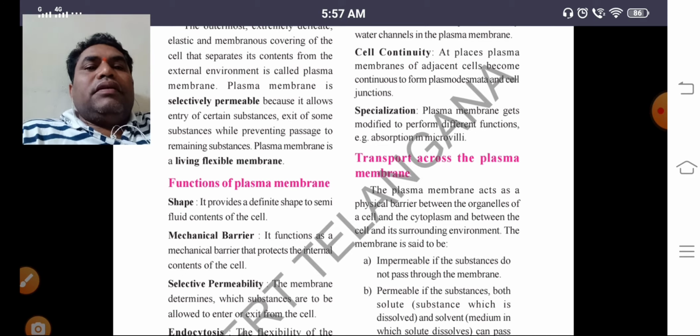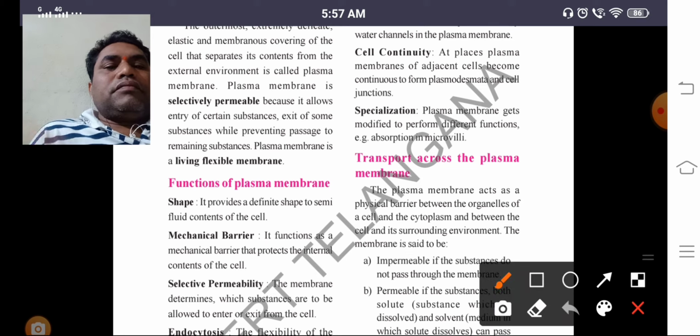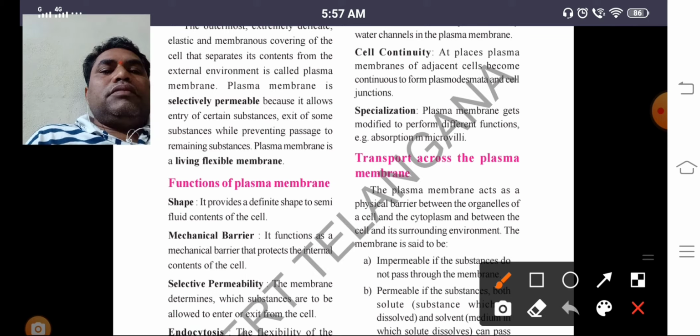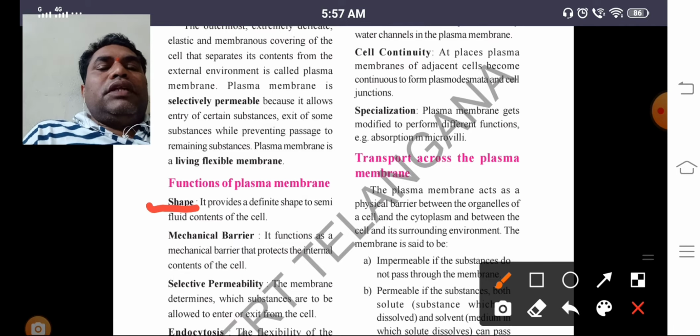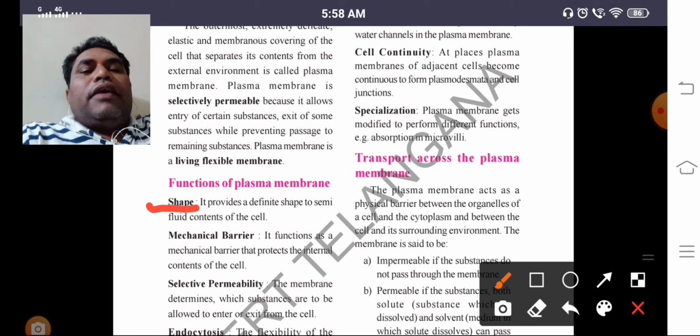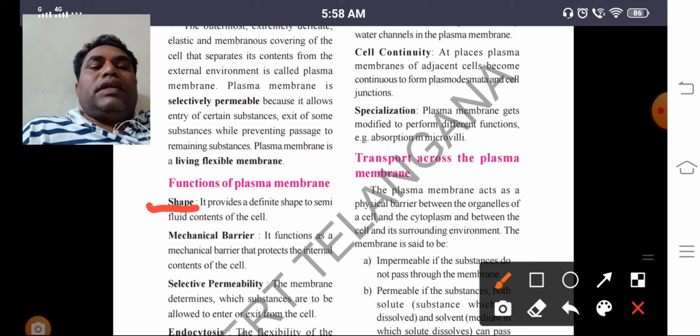Now shape. Plasma membrane mainly provides a definite shape to the fluid contents in the cell. It is most important. Plasma membrane provides shape to the fluid contents of the cell.